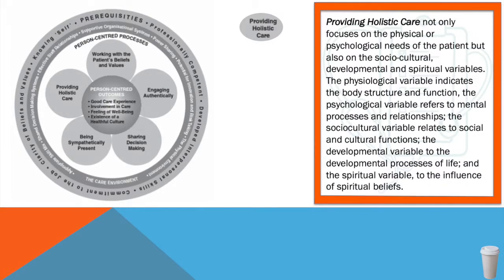Providing holistic care. Providing holistic care not only focuses on the physical or psychological needs of the patient, but also on the social-cultural, developmental, and spiritual variables. The physiological variable indicates the body structure and function. The psychological variable refers to mental processes and relationships. The social-cultural variable relates to social and cultural functions, and the developmental variable refers to the developmental processes of life. The spiritual variable then influences spiritual beliefs. This variable should be considered when working with patients' values and beliefs to meet their identified needs.